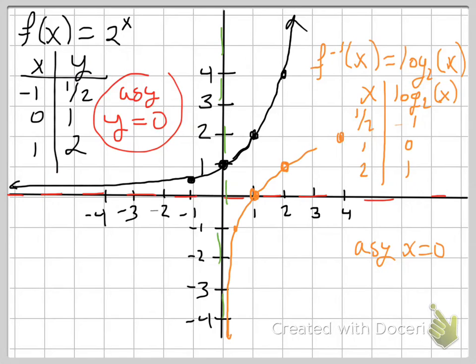Draw our asymptote. And then we know that a function and its inverse is going to be symmetric over the identity y equals x. So when graphing a logarithm, the parent function is going to look like this in the orange here. Use a couple of points, and then all the different types of transformations all apply to the logarithm.